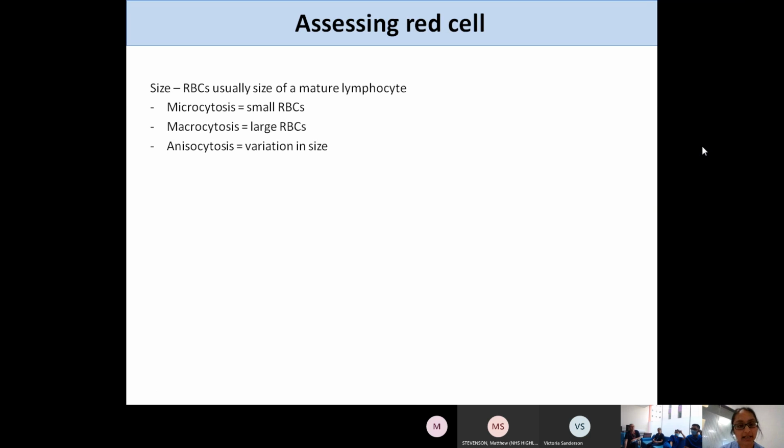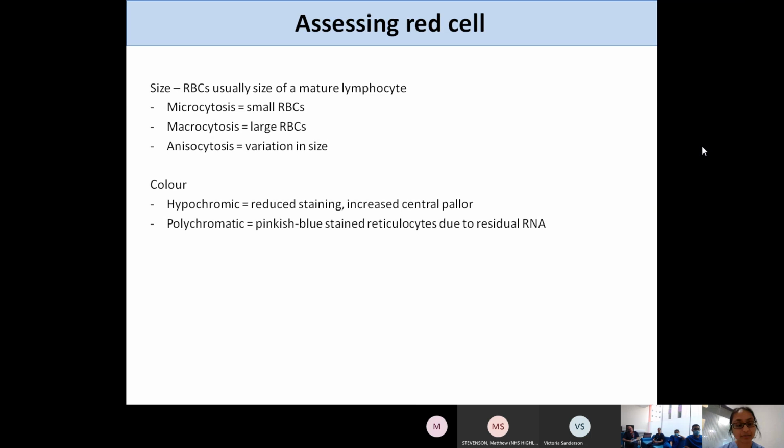So we usually make a comment on the size of red cells. They're usually about the size of a mature lymphocyte. If they're microcytic, then they're smaller than we would expect. If they're macrocytic, then they're larger than we would expect. And we sometimes use the word anisocytosis, which sounds very fancy, but it just means that there's a variation in the size of the red cells.